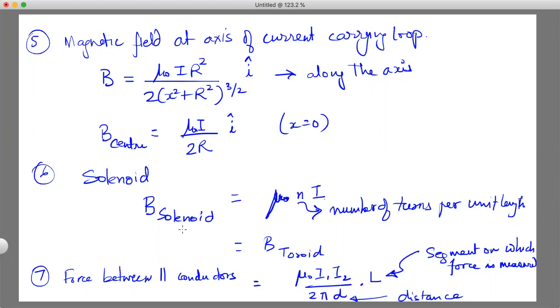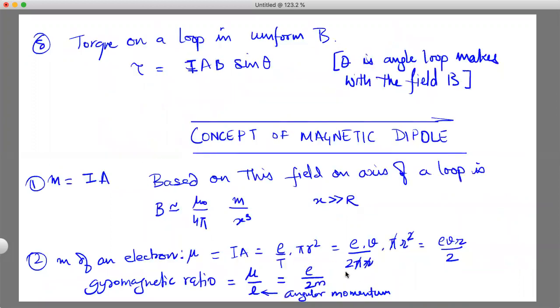Okay, so the strength of the field does not depend on the length of the solenoid, but on the density of the solenoid. Next, force between two parallel conductors is μ0 I1 I2 by 2πd, multiplied by L, which is the segment of length we are considering for finding the force. So the longer this length, the more the force.